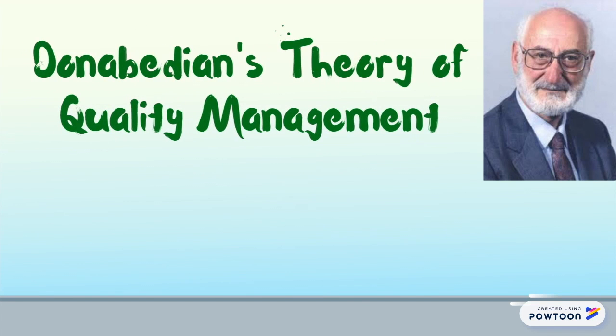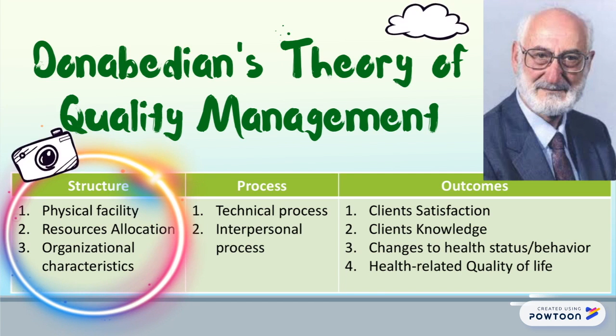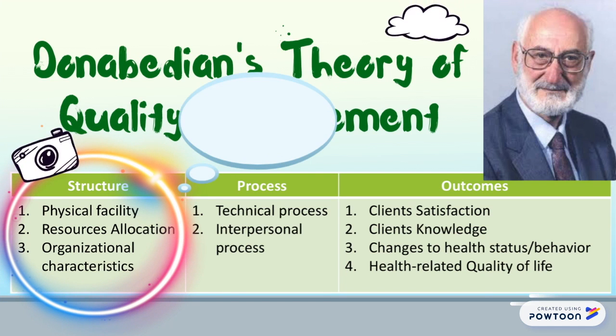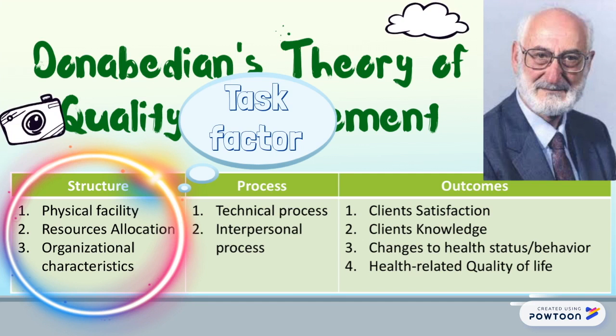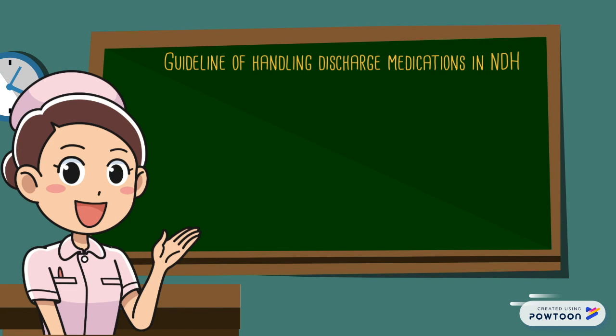First, let's take a look at Donabedian's theory of quality management. It's separated into 3 parts: structure, process, and outcomes. And now, we focus on structure, which is one of our possible causes of the incident, the task factor. Let's look into the guideline and procedures of handling discharge medication in North District Hospital.